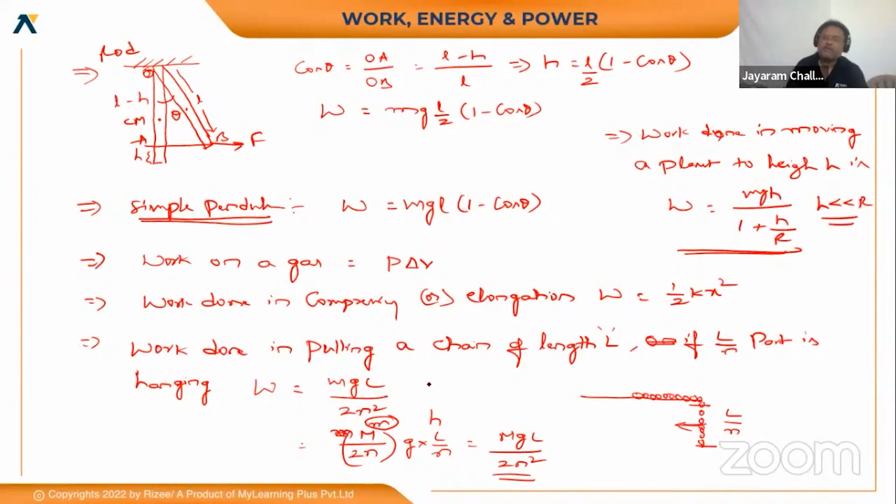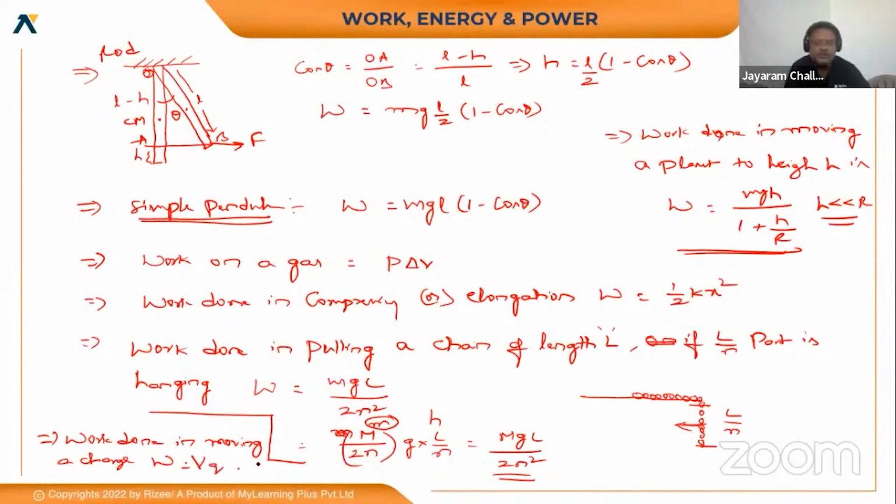Everybody knows the work done in moving a charge. Work done in moving a charge is a second-year concept. W is equal to potential into charge. So these things we know.